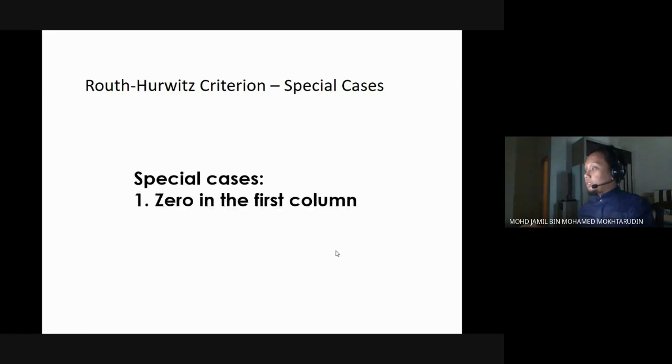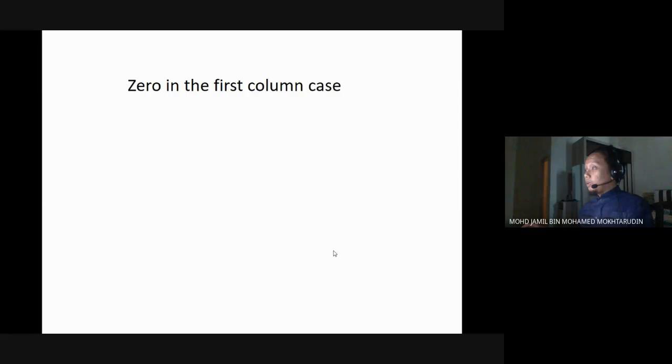So there are two cases: zero in the first column and zero in the entire row. These are two special cases that happen when you calculate the determinants for the Routh-Hurwitz criterion. We look at the first case, which is when you encounter zero in the first column. Let's say you are given a transfer function as shown here.